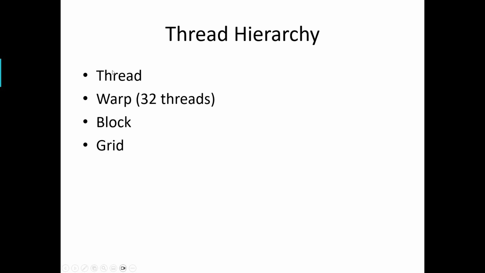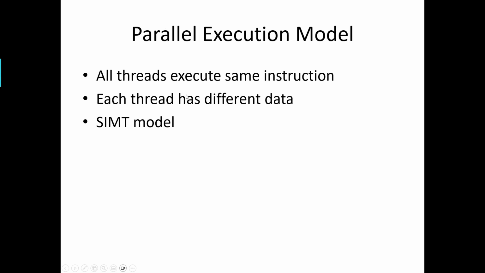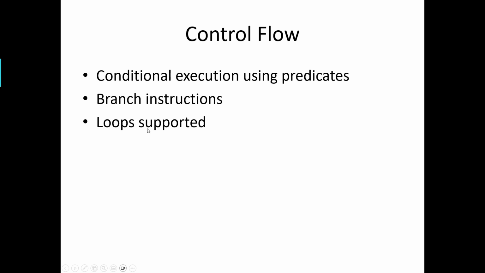We see the thread hierarchy. We have threads, which are the smallest unit. We have warps, which are 32 threads, then blocks, and grids, where a grid is a group of blocks, and a block contains multiple threads inside of it. We see the parallel execution model, where all threads execute the same instruction, but each thread has different data. This is the single instruction multiple thread model. I want to go through this briefly, and then we're going to see some code examples.